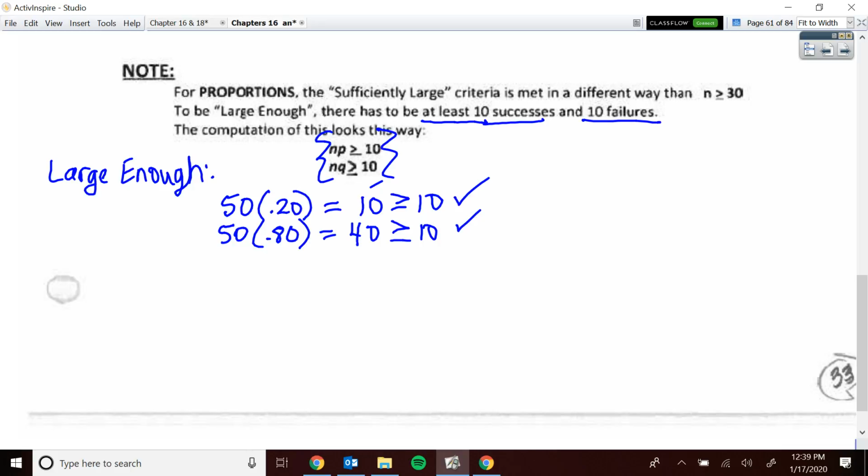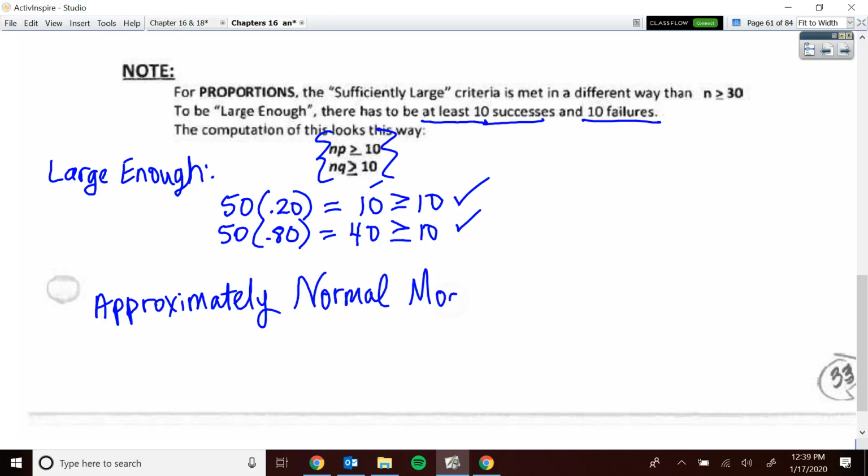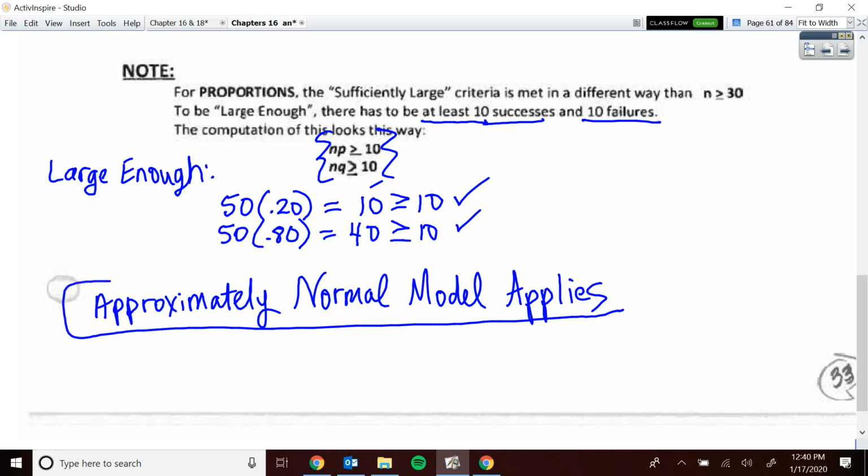So we finish by saying approximately, because I don't know if it's perfectly normal. Was our little sampling distribution perfectly normal? Approximately normal. Model applies. That's how we finish everything up. That was the goal. So now I have the right to do z-scores and normal model math and tell you whatever you want to know.